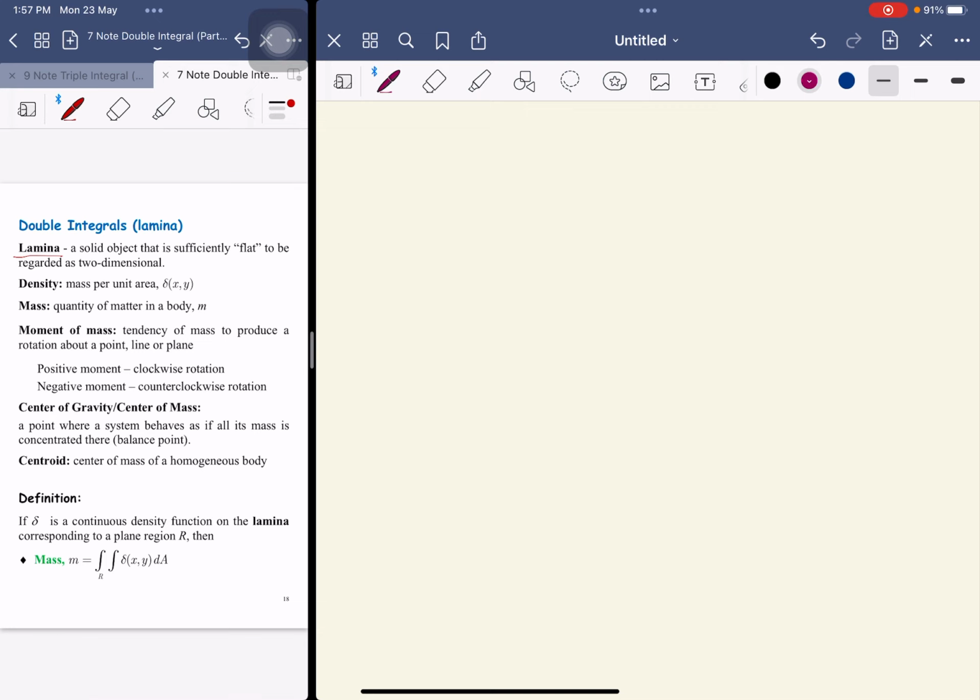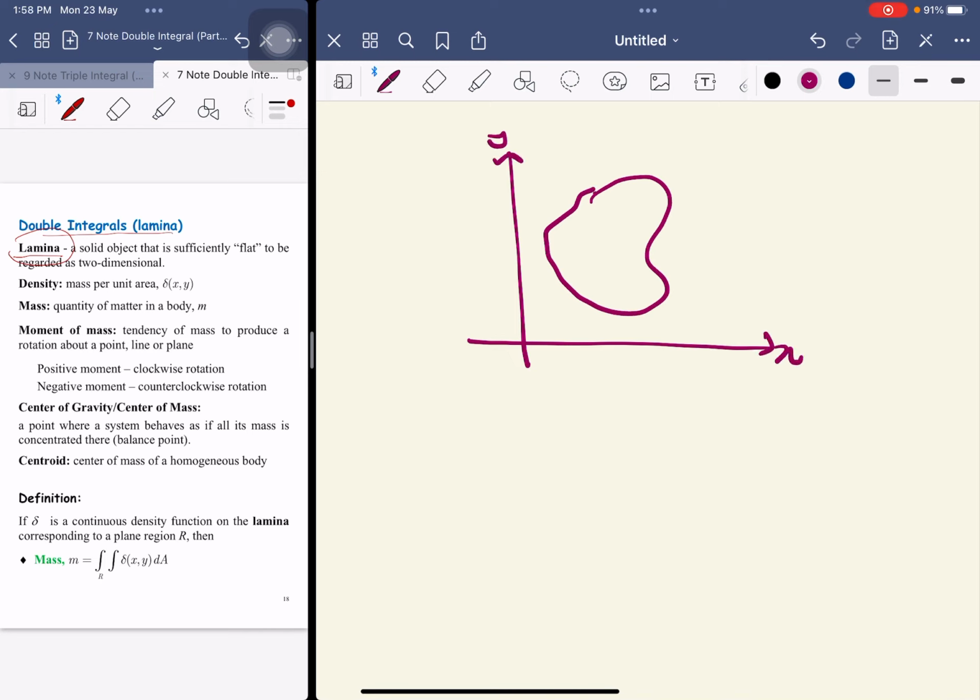So for example, if we consider a flat object, because we are now talking about the application of double integral, we are supposed to have a flat object that we call a lamina. It can be viewed as a two-dimensional solid. So when we talk about lamina, we can just say that it's going to be a flat object like this. That is by definition of lamina.